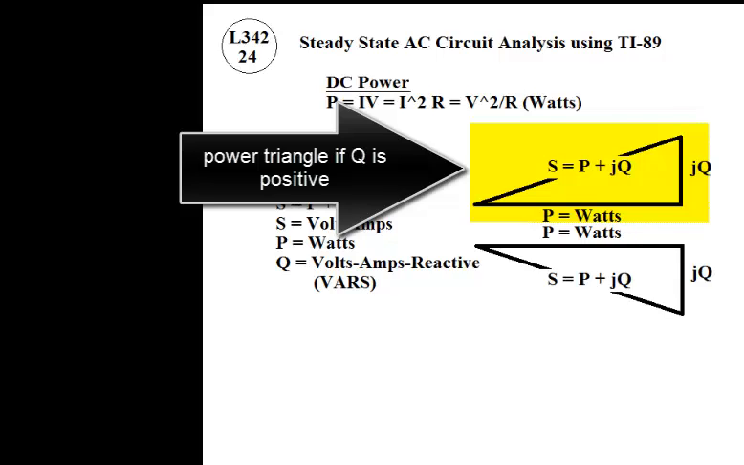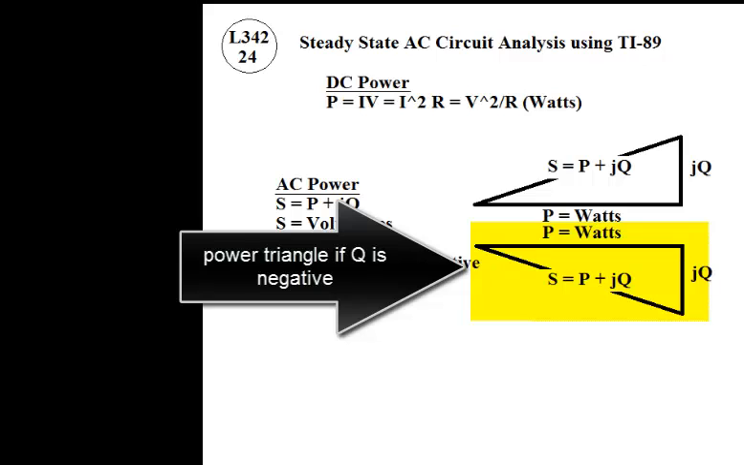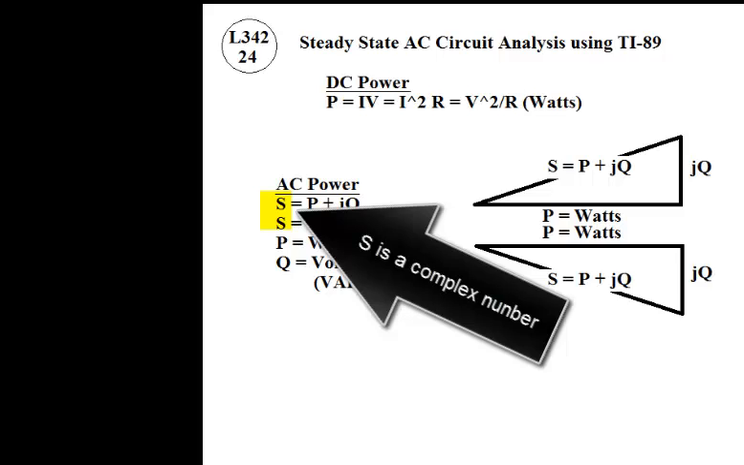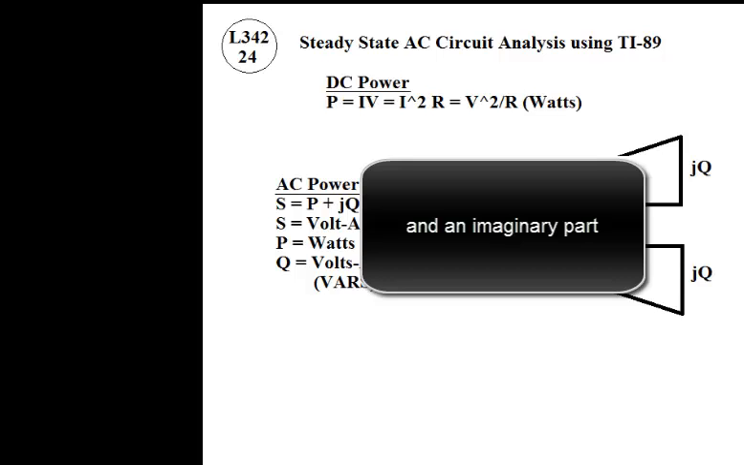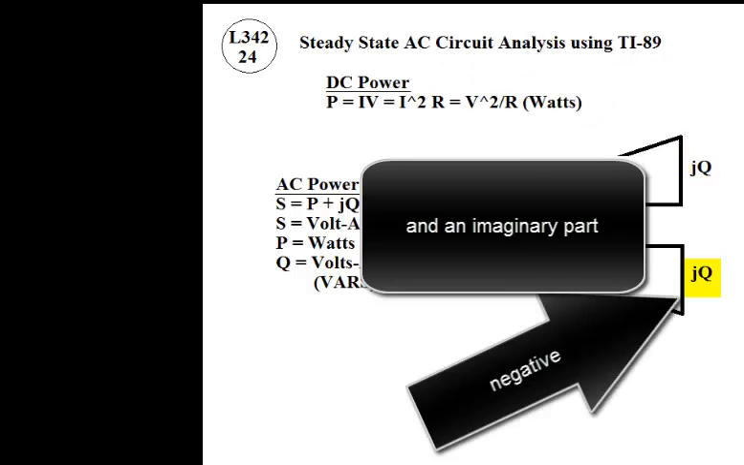The power triangle looks like this if Q is positive. Looks like this if Q is negative. S is a complex number with a real part and an imaginary part that can be positive or negative.